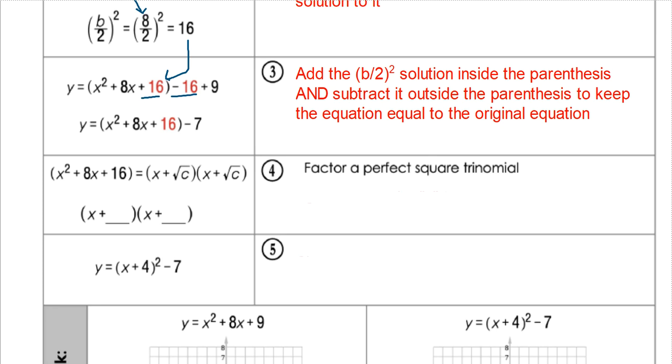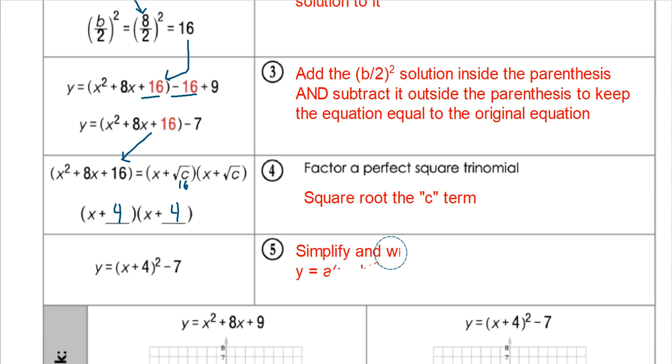Your next step is going to be taking that trinomial and factoring it. We should know that it's a perfect square trinomial, which means that we are going to square root the c term to factor it. When we do that, the square root of 16 here is going to be 4. So we're going to have x plus 4 and x plus 4 as our factors. Once we've done that, we've got (x plus 4) squared. So we're going to simplify, and we're going to write the equation in that vertex form.